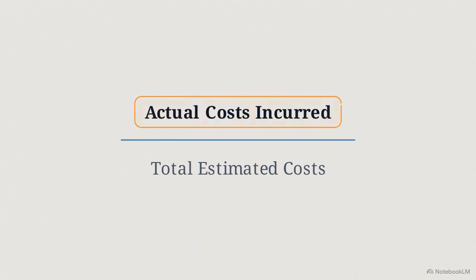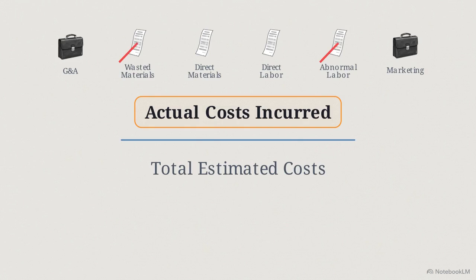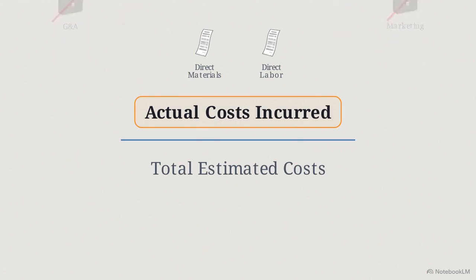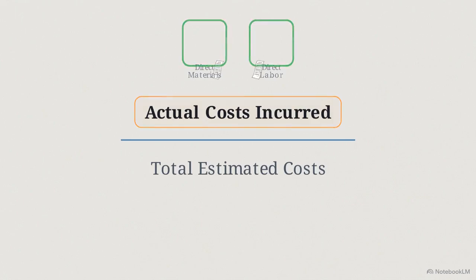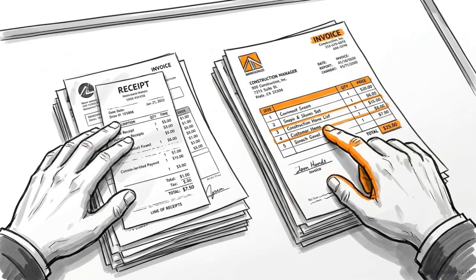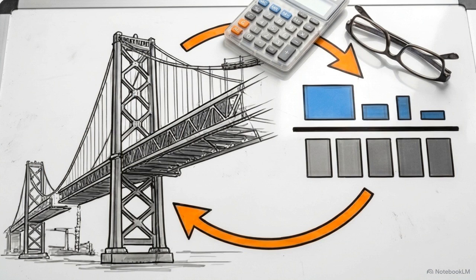But the numerator is strictly guarded. Costs from inefficiencies, like wasted materials, are excluded. General, administrative, selling, and marketing expenses are similarly blocked from the calculation. The numerator must be tightly guarded. It can only contain costs that genuinely advance the physical transfer of control to the customer. Let's look at how this math executes in a multi-year construction project.